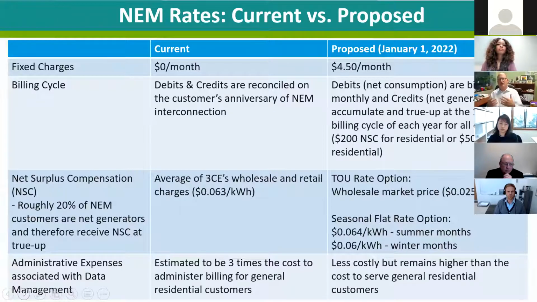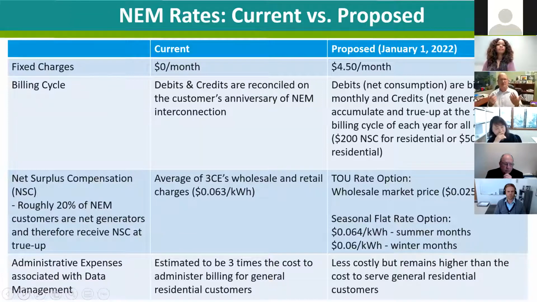Some of the credits may accumulate over the course of the year. Those would be trued up at the end of the 12th month of the billing cycle for all customers. And there are some caps, like $200 for net surplus compensation for residential and $500 for non-residential, over which you have the option of 3Cs sending you a check, or you can apply that dollar value to your account. So it's not like you're losing that value. It's just a true-up process at the end of the year to help 3Cs clear their books.